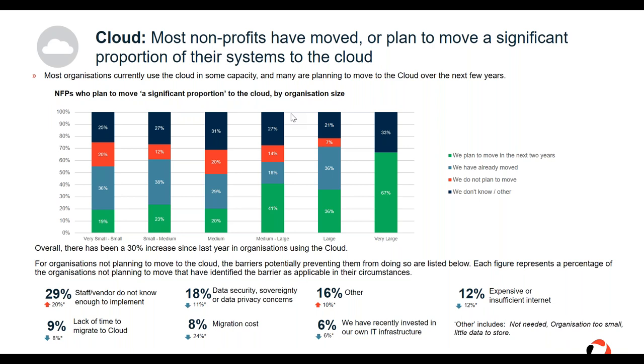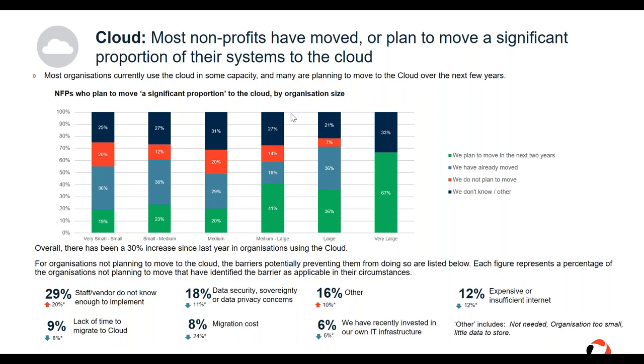Last year, data security was a bigger concern for many people, but the education around that is starting to make people more aware that cloud is actually safer than they originally thought. So that has decreased 11% from last year as a barrier. People are less concerned about data security now because they're more comfortable that cloud can be secure. The other one is expensive or insufficient internet.